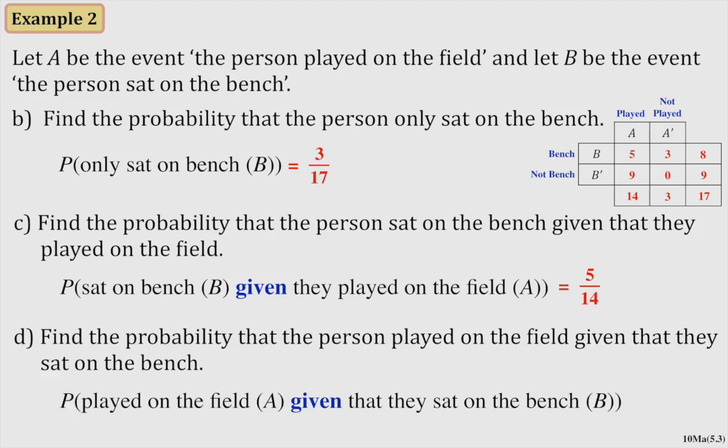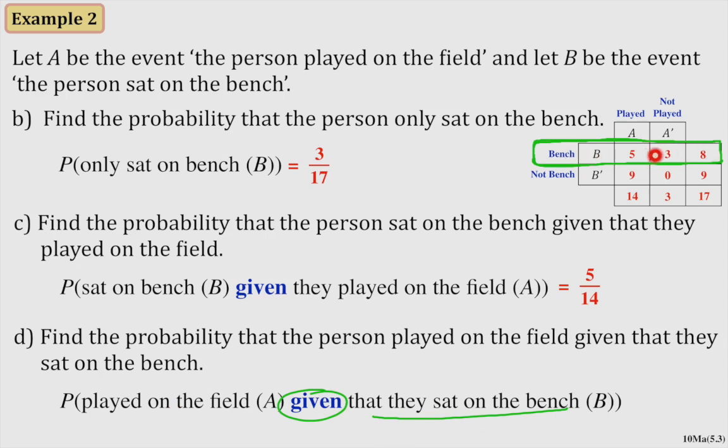Our final question. Find the probability that the person played on the field given that they sat on the bench. Again, this word given. And it was given that they sat on the bench. So let's come over here. This row here represents people that sat on the bench. So when we're dealing with this question, we're only looking inside that row there. So how many people played on the field given that they come from people that sat on the bench.